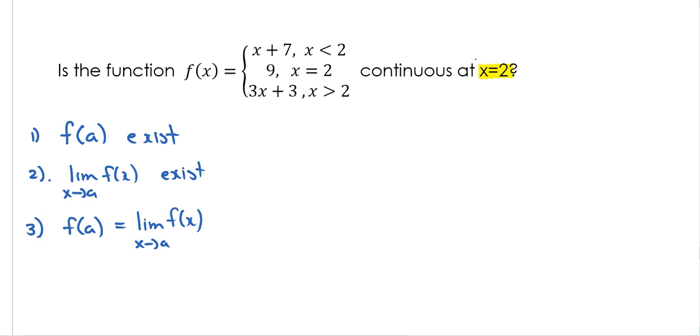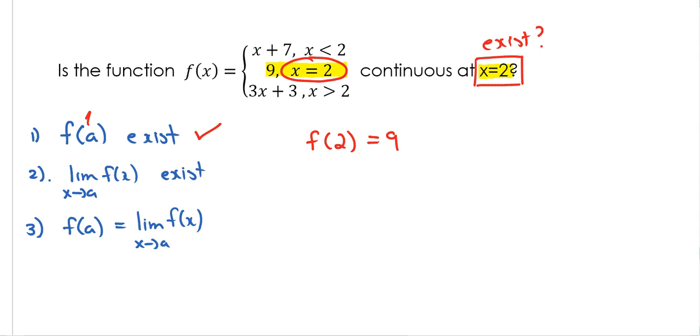So my point is x equals 2. I want to see, does this point exist? So the question is, do I have a y value at x equals 2? So I need to evaluate f of 2. Now f of 2, that's simply going to be this middle point right here, because this is the only point on the graph where x actually equals 2, so f of 2 equals 9. Since we actually have a y value, that satisfies condition number 1, f of a does exist. In this case, a was just the value of 2, so f of 2 does exist.